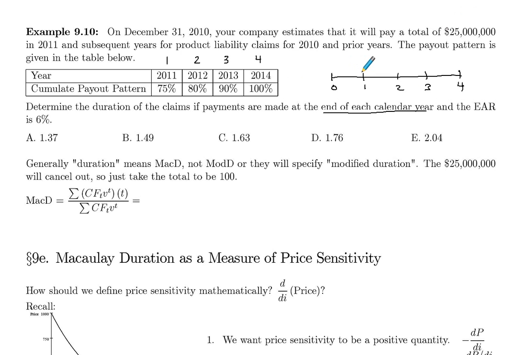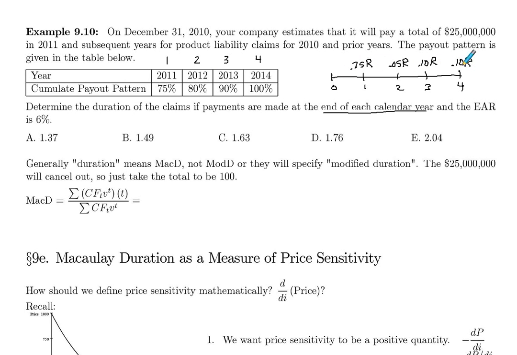So at time 1, we've got 75% of the payout. The company is going to pay 0.75 times that 25 million, that fixed amount. Let's call that fixed amount R. And then at time 2, they're going to pay an additional 5% of that fixed amount. And then at time 3, from 80 to 90%, an additional 10% times that fixed payout. And then at time 4, the last 10% times that fixed payout.